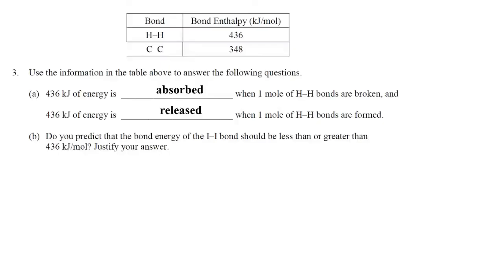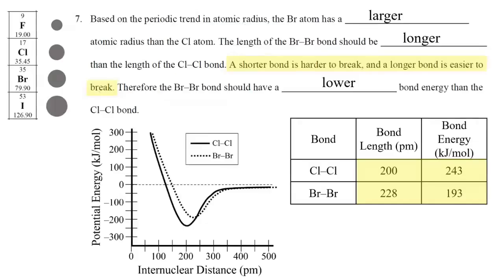Justify your answer. So to think about this particular question, you have to imagine periodic trends in atomic radius and decide if iodine is larger or smaller in size than hydrogen. This is a review of part of Unit 2. So topic 2.2 was on intramolecular force and potential energy. So here on this slide, we're comparing the bond length and the bond energy of chlorine and bromine. And the highlighted portion of this sentence on the slide says a shorter bond is harder to break and a longer bond is easier to break.